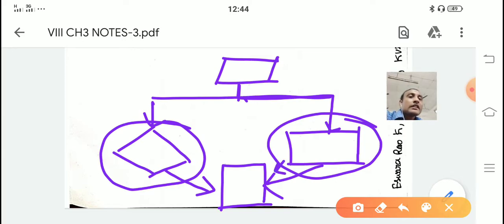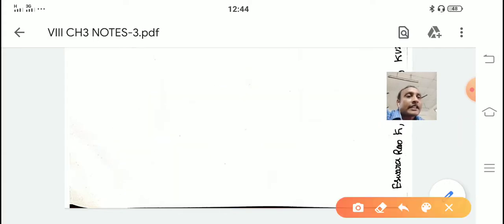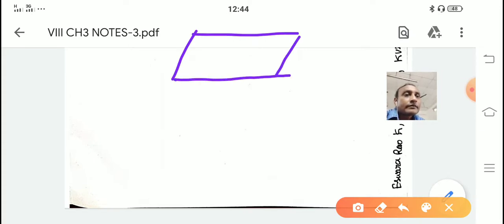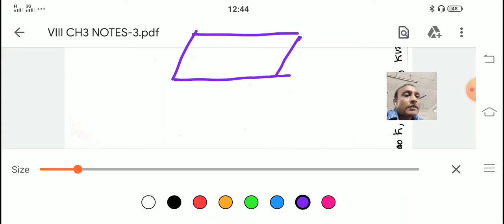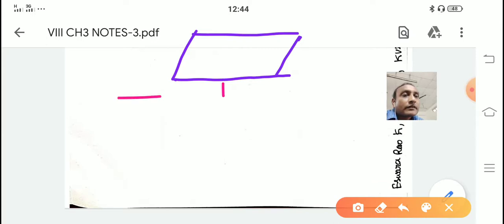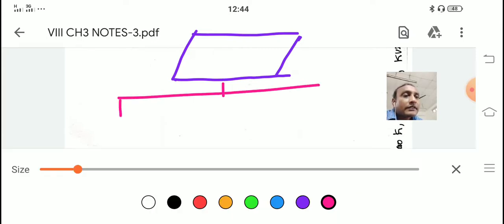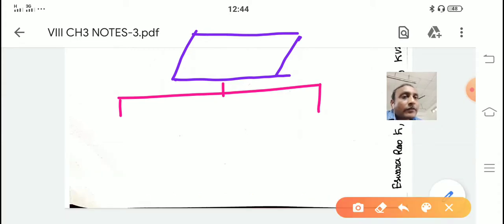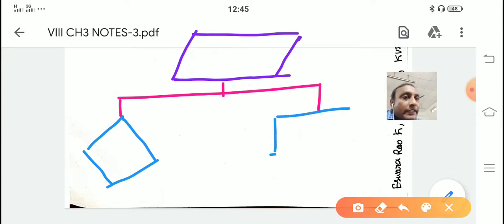Understood what this flow chart is? See, once again I am explaining, first take the parallelogram. A parallelogram is said to be a rhombus when all sides are equal, and it is called a rectangle when all angles are equal. 90, 90, 90. Here all angles are equal, here all sides are equal.